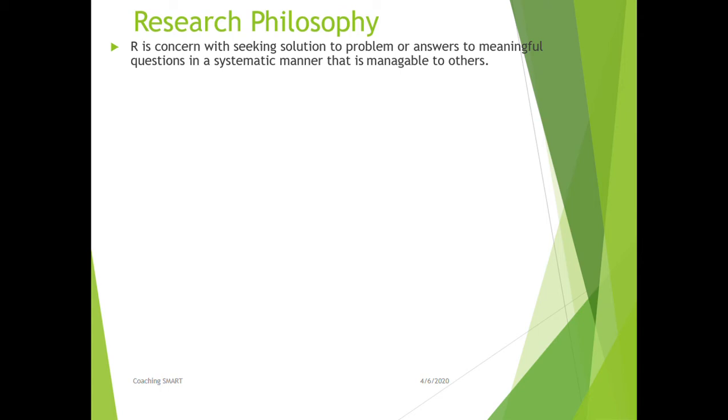So when you're doing a research, you're actually giving a solution to a problem or you are answering a meaningful question in a systematic manner. And the information that you bring forward is accessible or available to others. It determines the composition of research. Now that is a philosophy.